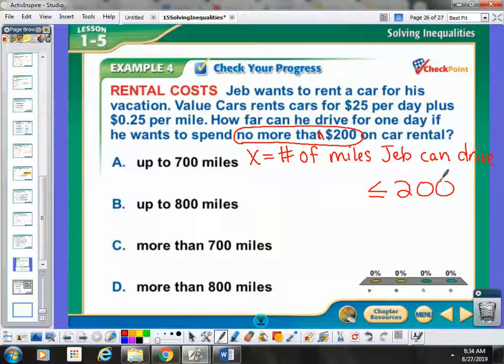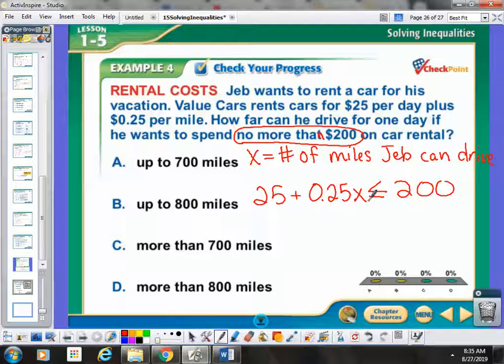Once again, this is kind of a slope-intercept form type of situation. It says he's going to pay $25 per day. Well, how many days is Jeff planning to rent this car? Just one. So he's only going to pay it one time. Plus, he has to pay for each mile that he travels. So how am I going to show 25 cents per mile? 0.25x. 25 cents times the number of miles that Jeff can drive.